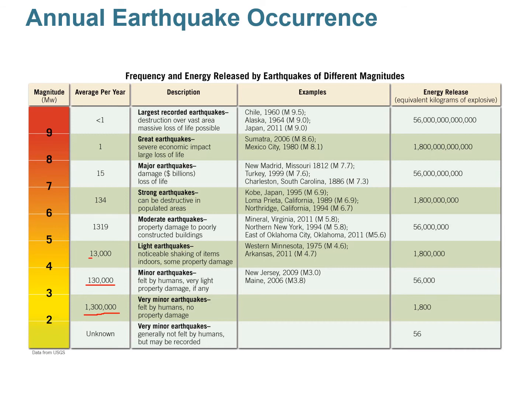Here are the light earthquakes between 4 and 5, 13,000. Moderate earthquakes, we have 1,300 a year. Between 6 and 7, this is when it starts to get dangerous. Strong earthquakes, 134 globally a year on average. Between 7 and 8, major earthquakes cause a lot of damage. There can be a lot of death, 15 of them. And then the really bad ones, between 8 and 9, we usually have 1 a year. Some years we have 1 that's over a 9, and other years we don't.